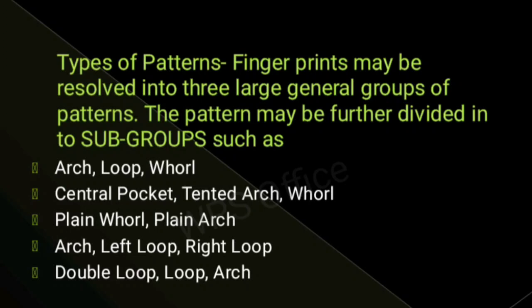Types of patterns. Fingerprints may be resolved into three large general groups of patterns. The pattern may be further divided into subgroups such as letter A, arc, loop, whorl. Letter B, central pocket, tented arc, whorl. Letter C, plain whorl, plain arc. Letter D, arc, left loop, right loop. And letter E, double loop, loop, arc. The answer is letter A, arc, loop, whorl.